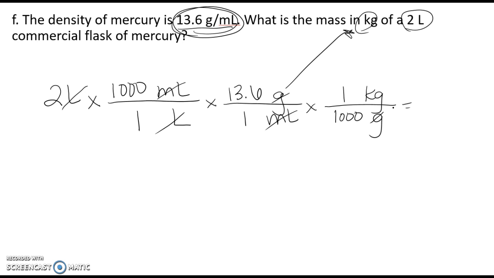Okay. So if you go ahead on your calculator, you're going to want to multiply across the top. So you're going to take 2 times 1,000 times 13.6. And then you're going to basically divide by 1,000 again. So those basically cancel. Okay. Then what you should get as your answer there, you should get about 27.2 kilograms. And that's your final answer.